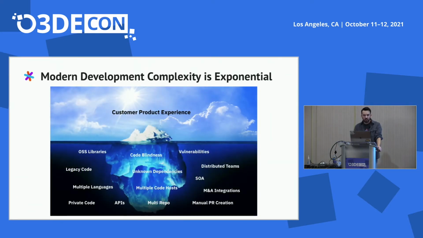And we use this analogy of an iceberg, right? So you can see the complexity that we're talking about is exponential, where the tip of the iceberg is the end user experience of the product or project you're working on. But under the surface, you can see the majority of the iceberg is all these complex things like open source libraries and legacy code across multiple code hosts and multiple repositories, et cetera, et cetera.